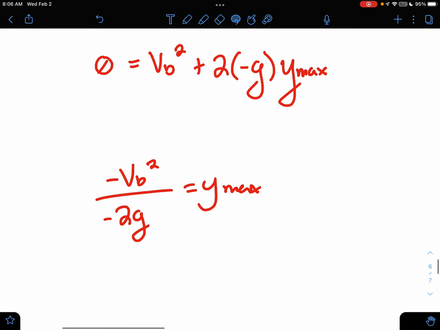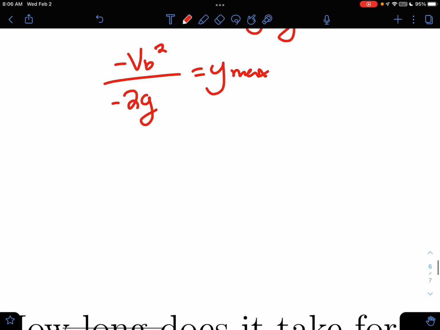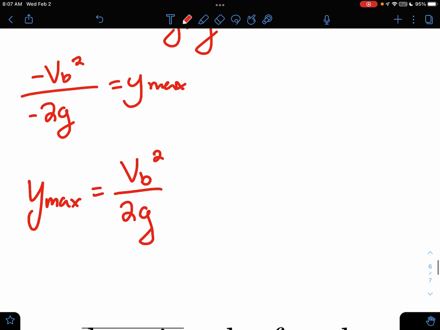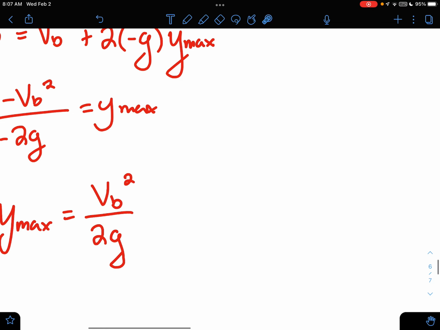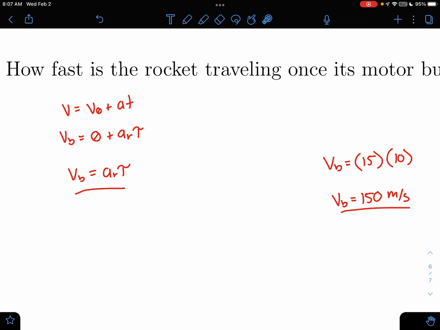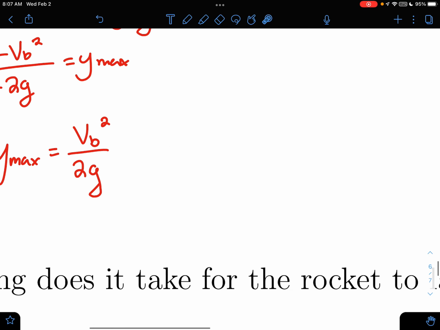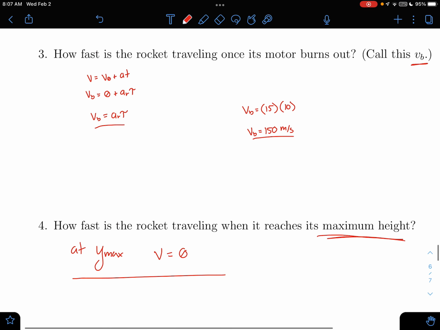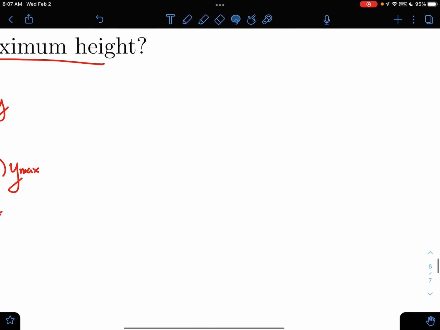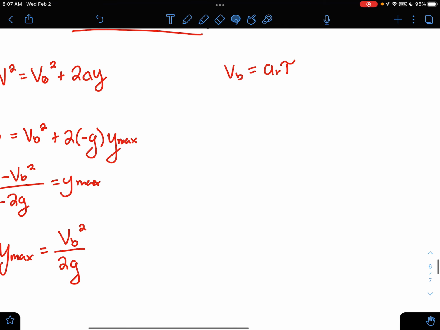So I'll move this up, give me some more space. So our y max is going to equal whatever our velocity at burnout was squared over 2 times our negative acceleration, which in this case was our gravity. But we have an expression that we can plug in for our VB. We already solved for that. So we can plug that in. I'm going to copy that down. All right, we can just plug in everywhere we see our VB, plug in this.